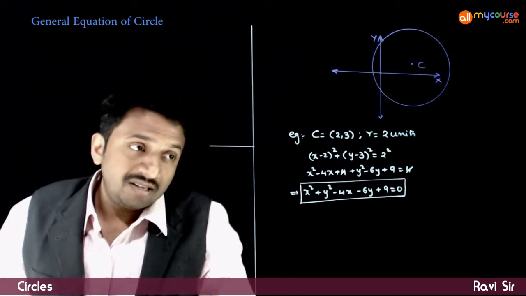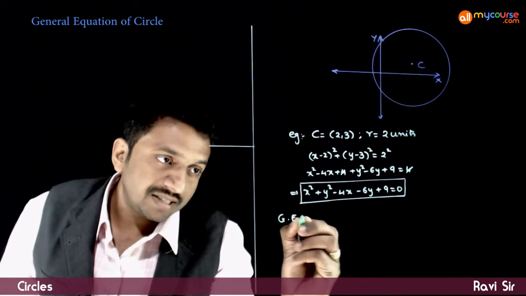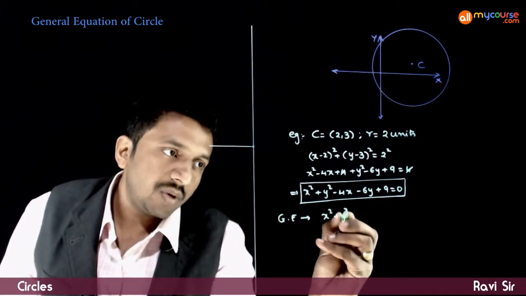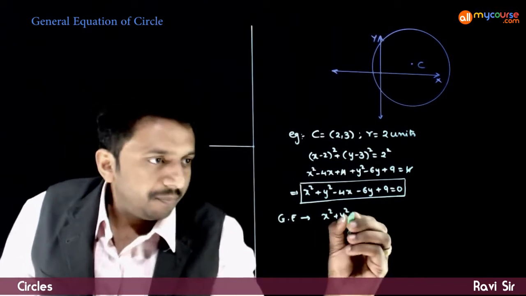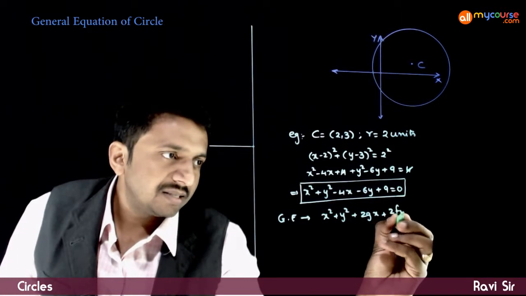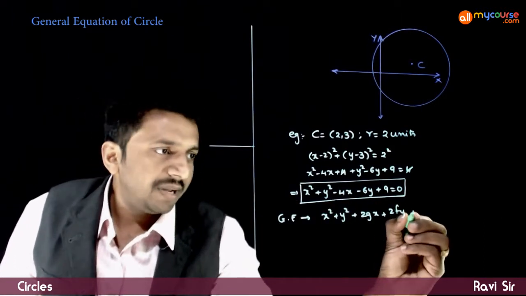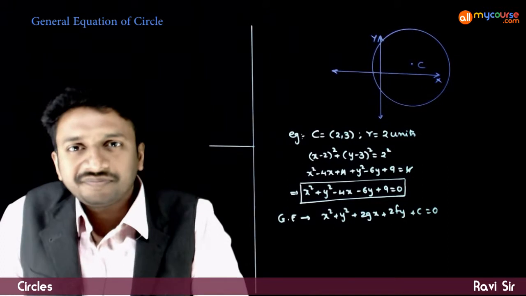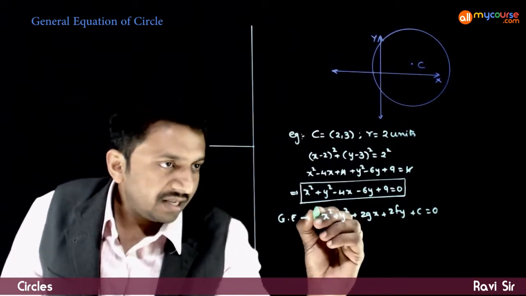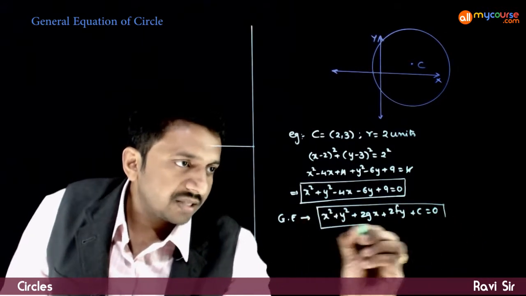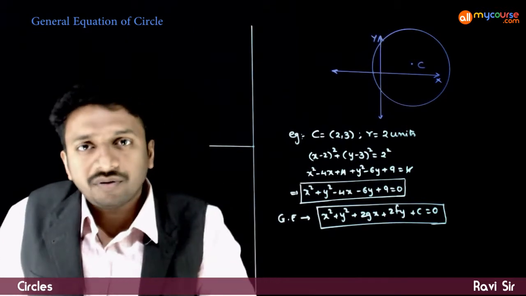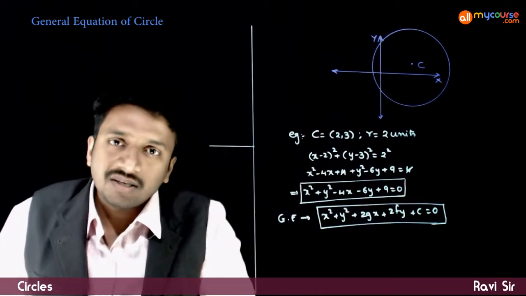That is, the general equation of a circle looks like x² + y² + some coefficient of x + some coefficient of y + c = 0. The general equation of a circle looks like x² + y² plus some coefficient of x plus some coefficient of y plus some constant is equal to 0.